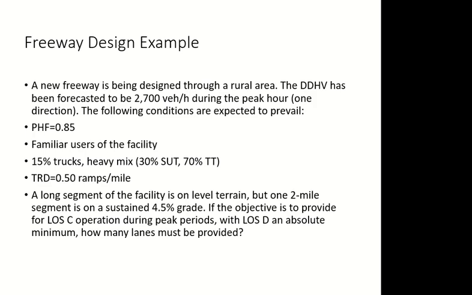Now you are designing a whole highway. The entire highway may not have the same terrain. We have discussed earlier, there can be different gradients on the same highway. In the last example we did, we considered the gradient positive and negative for each direction. This one, we are considering 2 terrains. One is level, the other one is a gradient. The gradient one is a 2-mile section with 4.5% gradient.